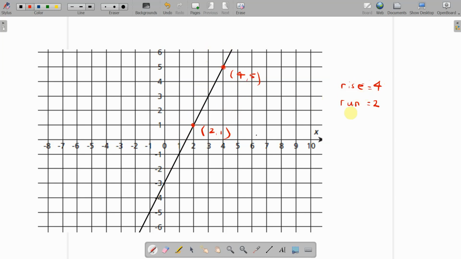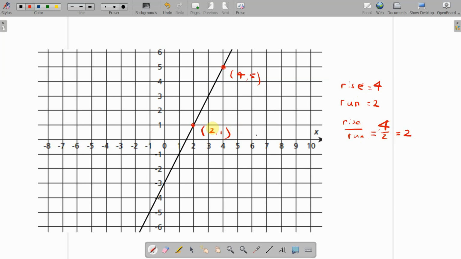So that's good. Rise over run equals 4 over 2, which equals 2.